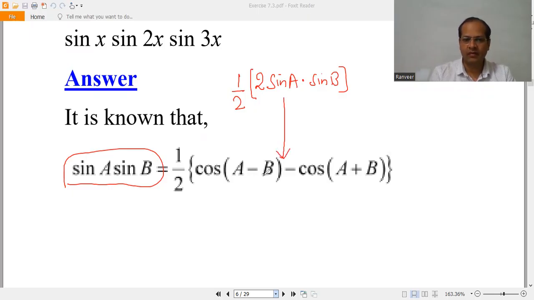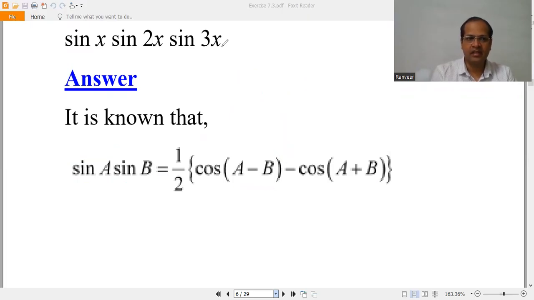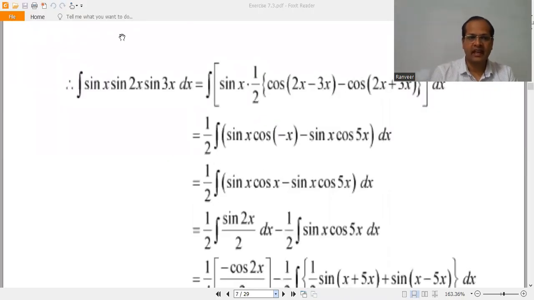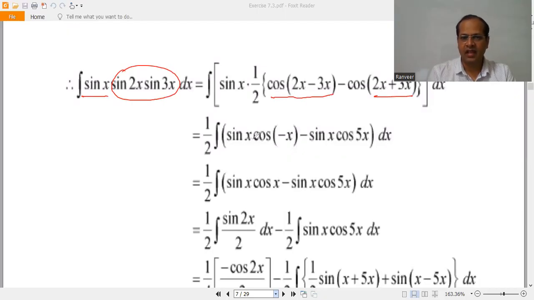So 1 by 2 cos(A minus B) minus cos(A plus B). Now after that, we just have to convert into this format. Sin x we can take outside, and for the other two values we apply the formula cos(A minus B) minus cos(A plus B), and this 1 by 2 we can take outside because this is the product for both. So now we can easily take it outside here.